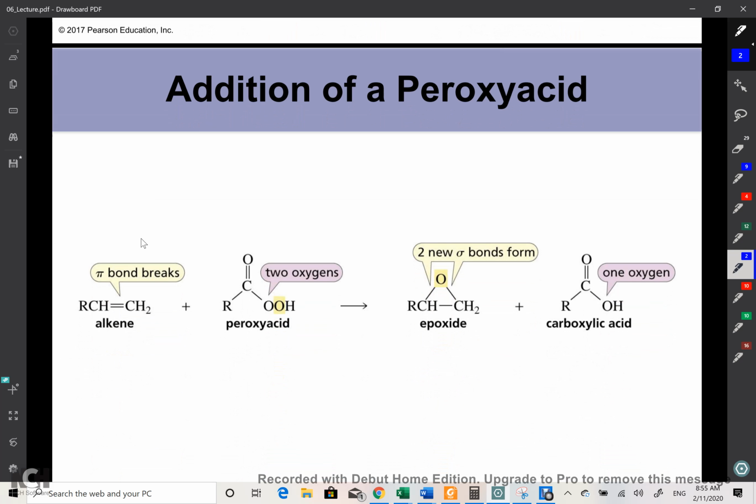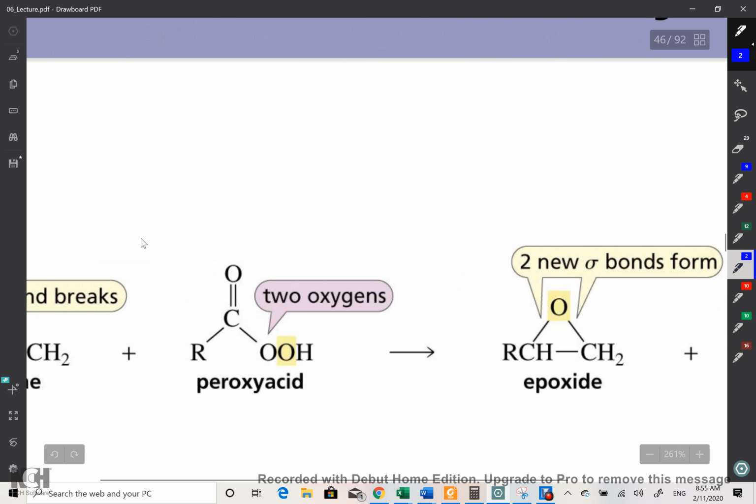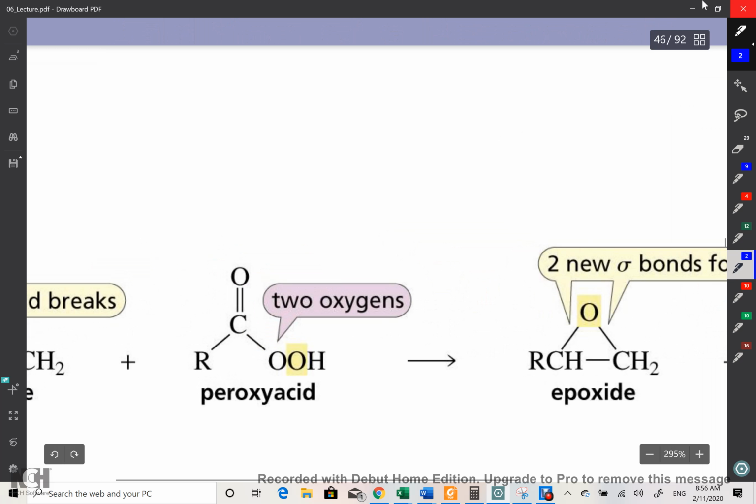Reaction number 6. Yes, there are a whole lot of them. Reaction number 6: addition of a peroxy acid. The addition of a peroxy acid leads to the formation of two products.